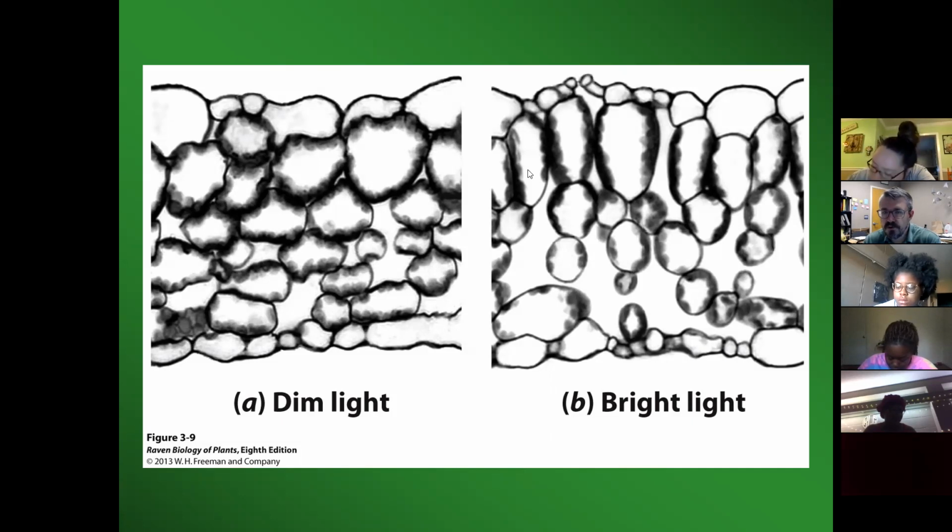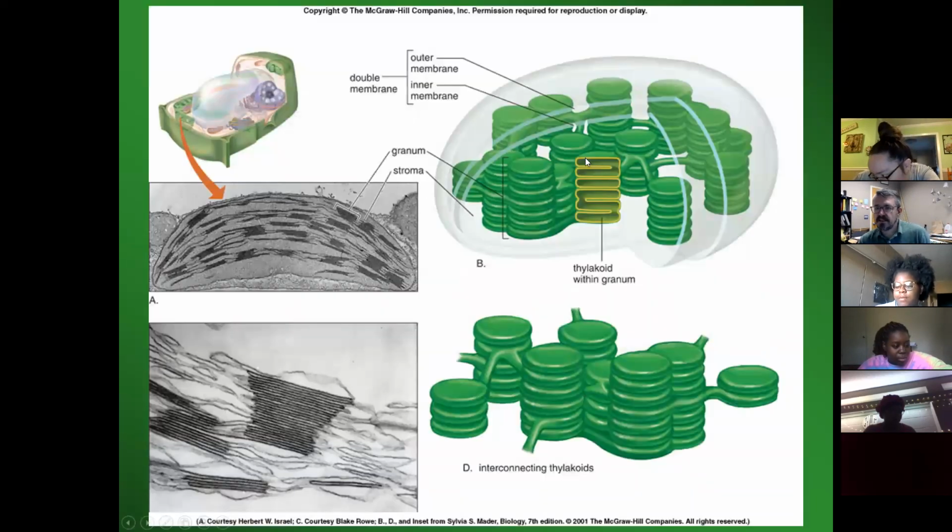So why move out of the way for light if it's really bright? Well, you can have too much light. They can actually be damaged. And so they have the ability to move around in the cell to control the amount of light they absorb. If it's in dim light, they'll place themselves in areas of the cell to try to absorb as much light as possible. And in bright light, they'll try to move in such a way that they don't absorb too much light.